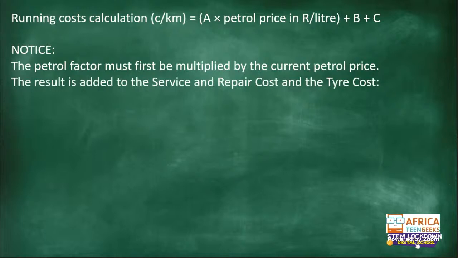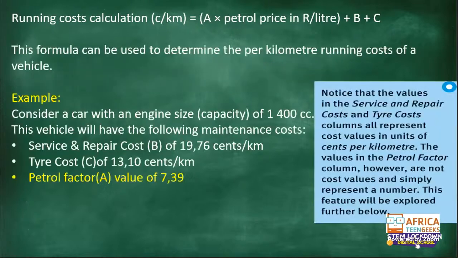But the result is also added to the service and repair cost and tire cost. We've just spoken about the service and repair cost and tire cost. Just before we carry on, just to take you back to the slide, you can see that we are looking at the running cost of a car, per kilometer. So a running cost of a car per kilometer is calculated as follows. Firstly, you look at the service and repair cost, which falls under column B. And then, of course, you look at the tire cost, which falls under column C. And then you look at the petrol factor.